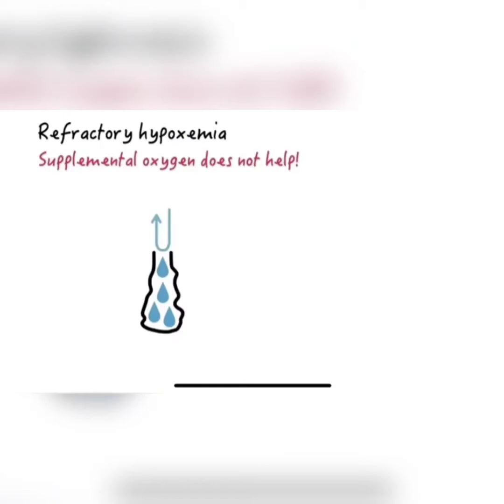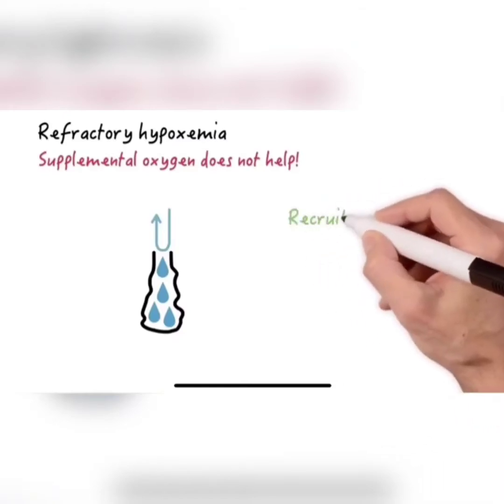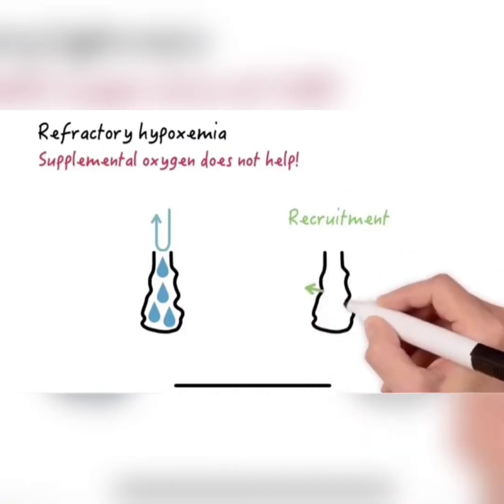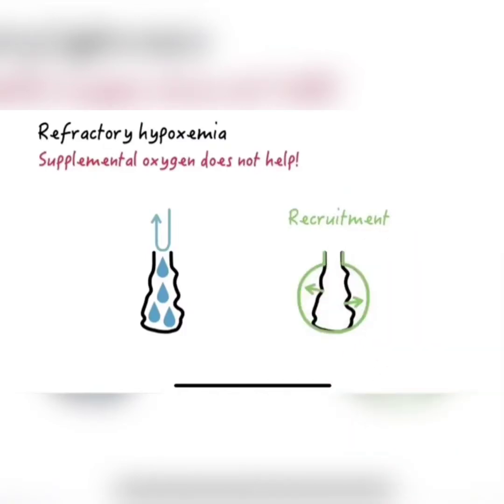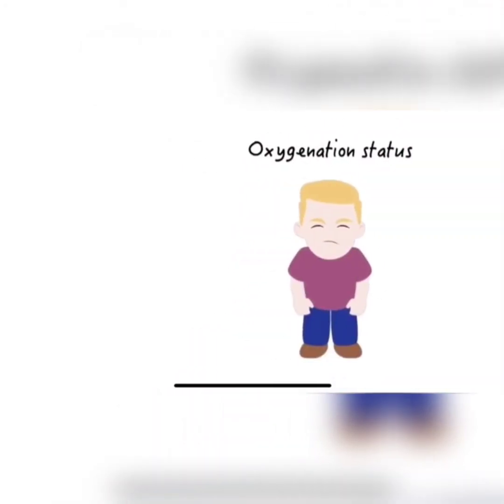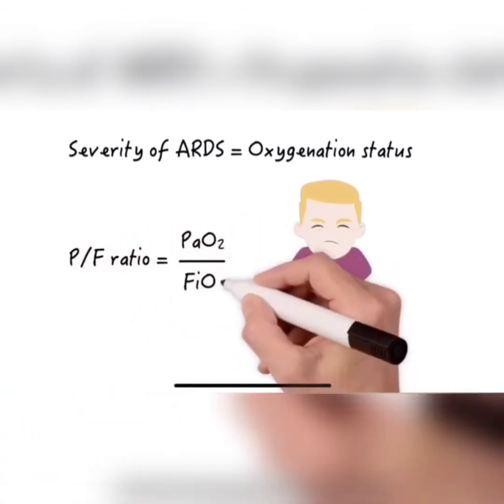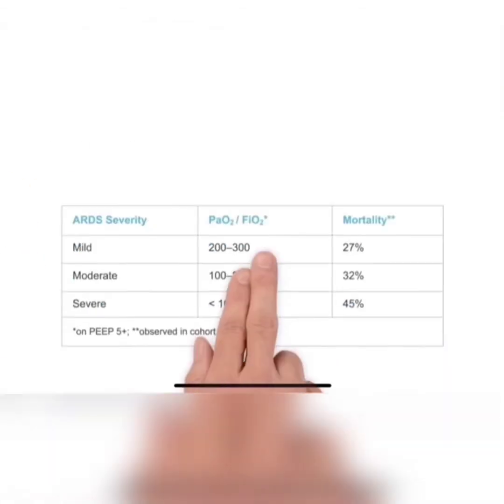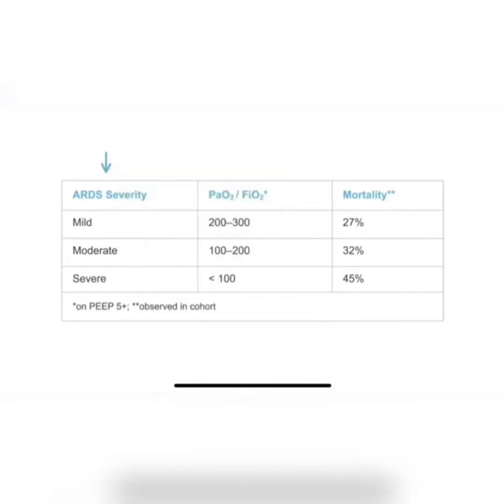Correcting refractory hypoxemia will require a recruitment of the alveolus, which is a reopening or a restabilizing of the collapsed alveolus. The oxygenation status of the patient is also one of the ways in which we classify the severity of ARDS. So to determine the oxygenation status, the clinician should perform the PF ratio, which is simply the PaO2 divided by the FiO2 of the patient. Here you can see the classification of the severity of ARDS, as well as the mortality risk. So improving oxygenation will be one of the challenges in treating ARDS.